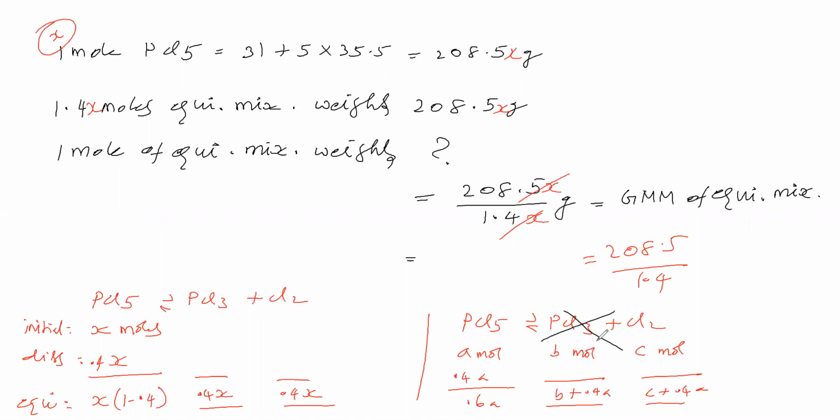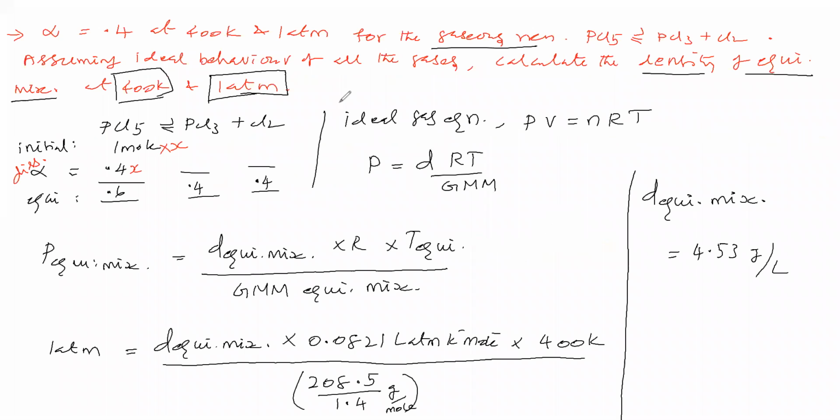That means there is only one possibility: initially we have to take only PCl5. We cannot take PCl3 and Cl2 also. If we take only PCl5 and proceed, we will get the answer.